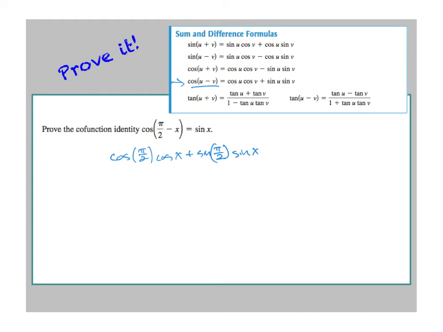Now we're going to evaluate. Well, what's cosine of pi over 2? It's 0. So then I have 0 times cosine x, and then plus, what is the sine of pi over 2? 1. And then I have 1 times sine x. Well, 0 times cosine is 0. 1 times sine is sine x. So we just used a sum and difference formula to prove that identity.